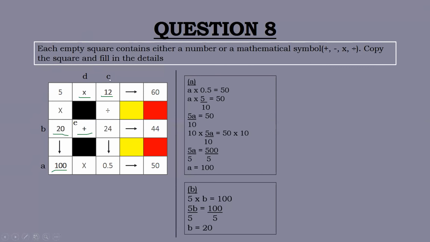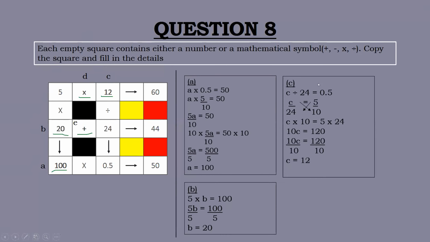I use this vertical column there to solve point C. Point C was C divided by 24 is equal to 0.5. When you simplify, C out of 24 is the same as C divided by 24. So C out of 24 is equal to 5 out of 10. Here I cross multiply the 5 times the 24 and then the C times 10.